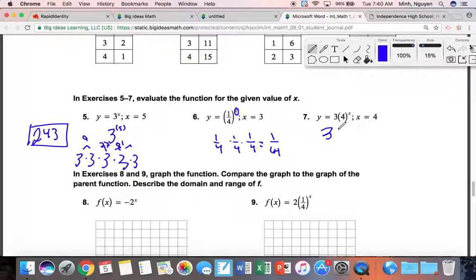This one is a little bit trickier. Before we multiply by 3, you have to multiply 4 by itself 4 times first. So 4 times 4 times 4 times 4. You'll multiply that first, and then whatever number you get, you will then multiply that by 3.